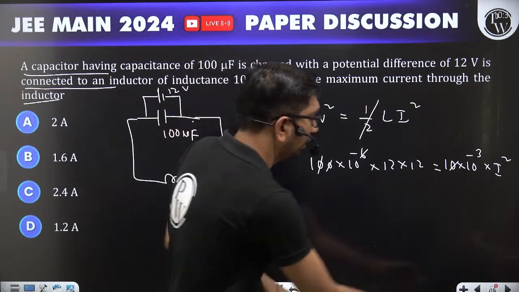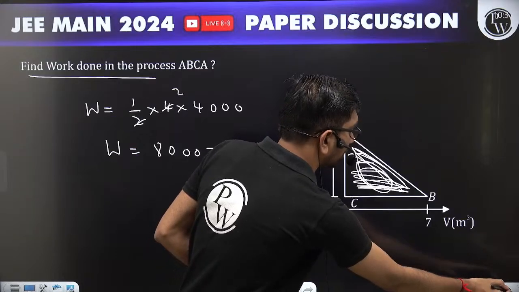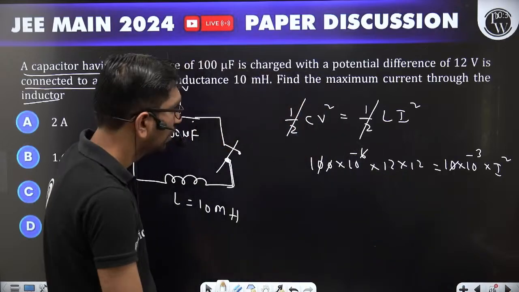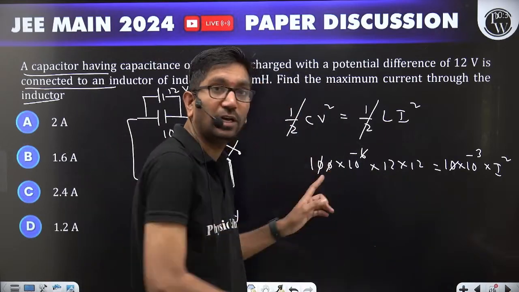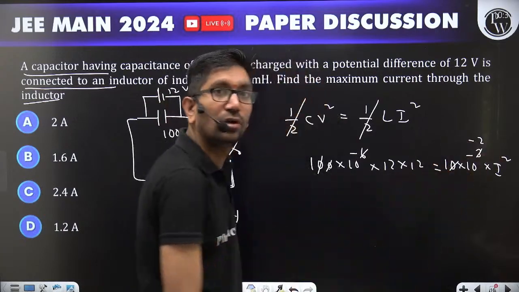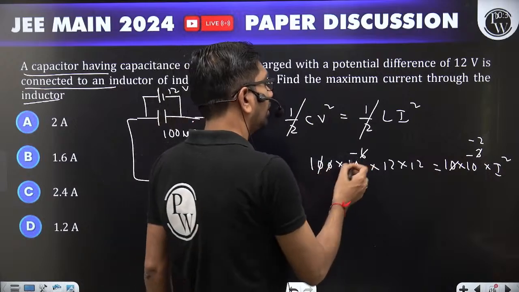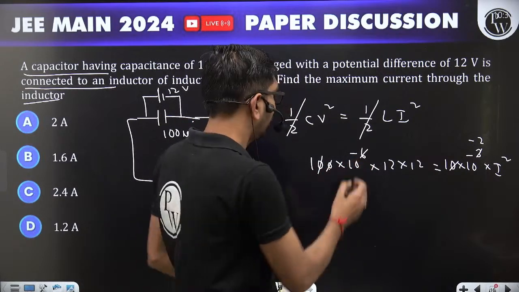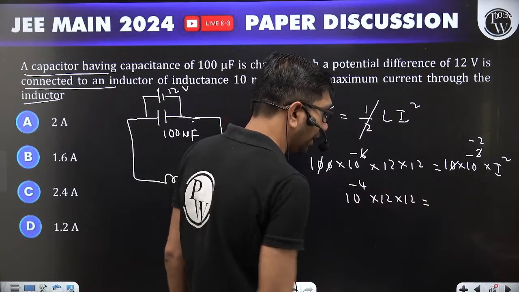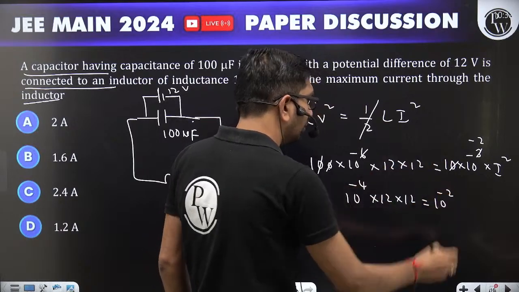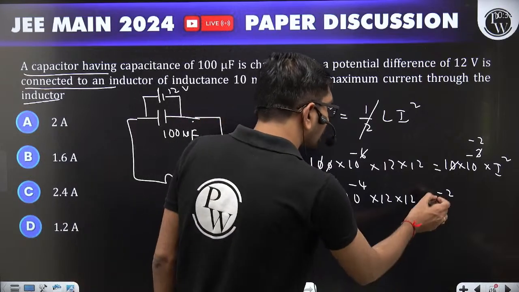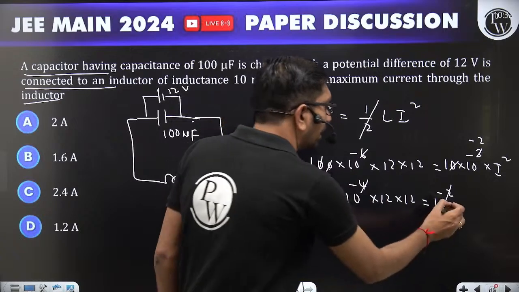Sorry, one minute. Okay, see here. From here, 2 zeros get cancelled, right? So I'm cancelling 1 zero from here. How many zeros are left? 2 zeros are left, right? So here, 4 zeros are left. So what do you get, beta? Here 10 power minus 4 and 12 into 12, and here 10 power minus 2. Correct? Yes.